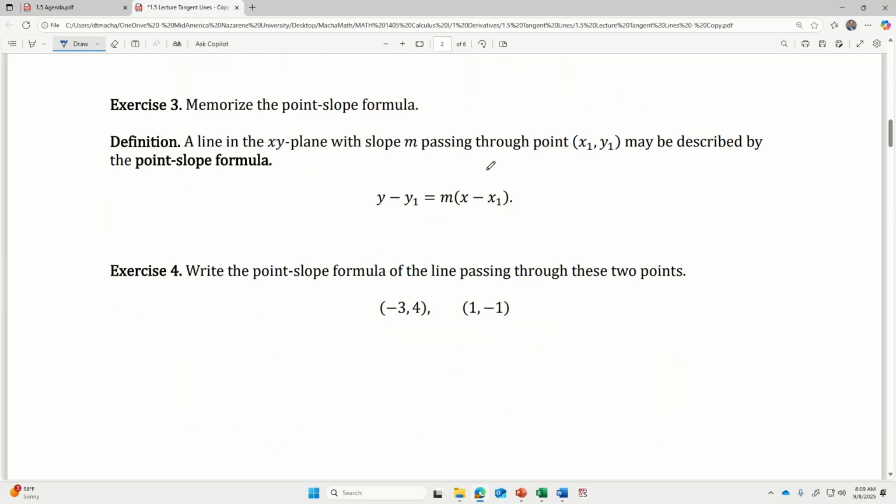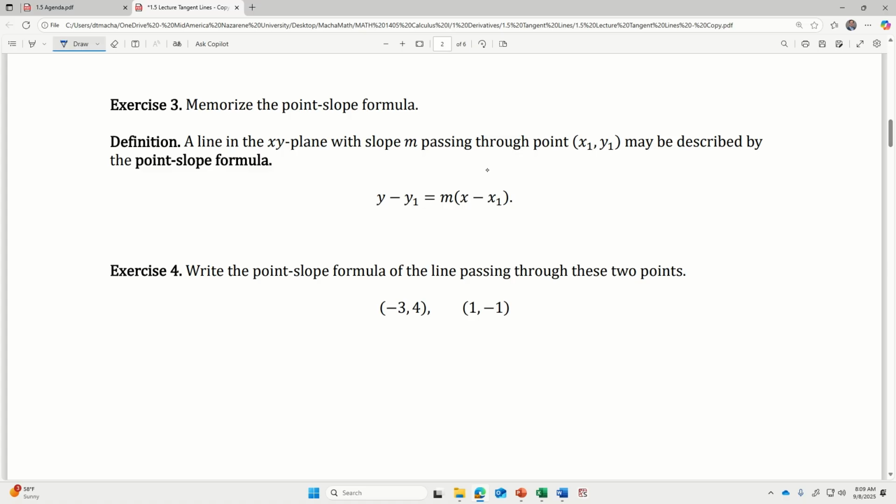So the next thing is called the point slope formula for a line. It says if you want a line in the xy plane that has a particular slope m, and it passes through a given point, we'll call it x1, y1, then this is the formula. It's saying the difference in the y values away from that original point is equal to the slope times the difference in the x values away from that original first point.